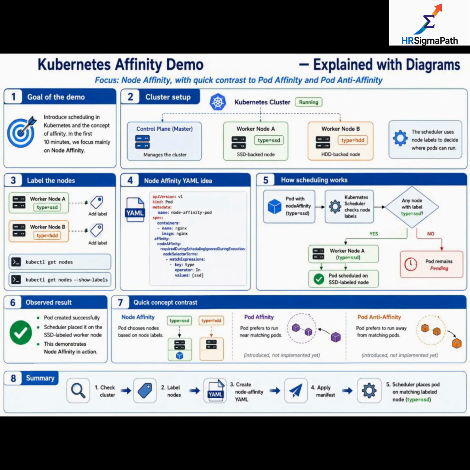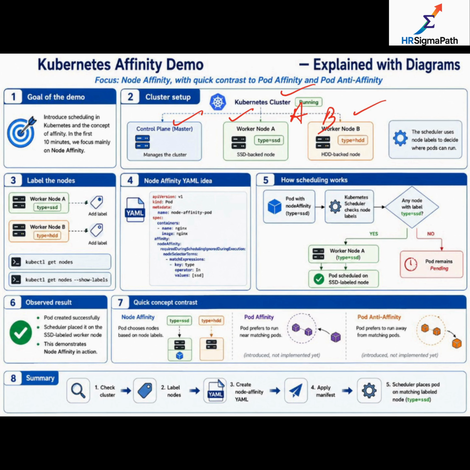Hi, so first let us quickly understand the cluster setup here. We have a control plane and two worker nodes, A and B. The control plane manages the cluster, and a scheduler runs the decision making process from here. The actual workload, meaning the pods, will run on the worker nodes. So in our demo we have worker node A and worker node B. Remember, the control plane manages, and worker nodes run the application pods.